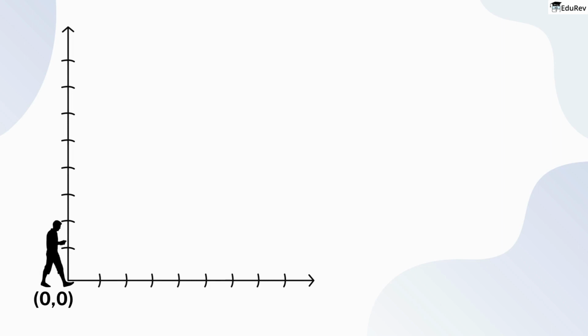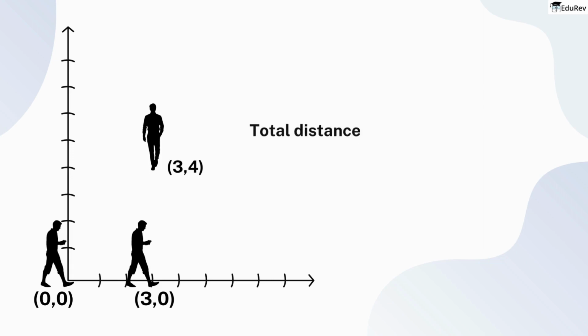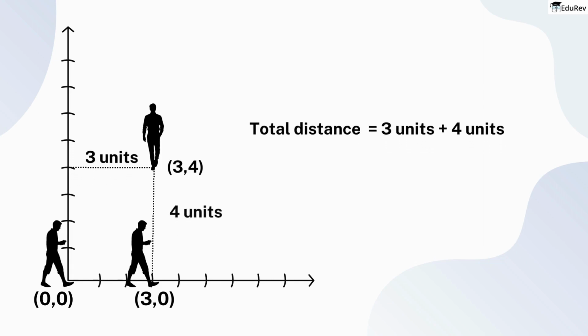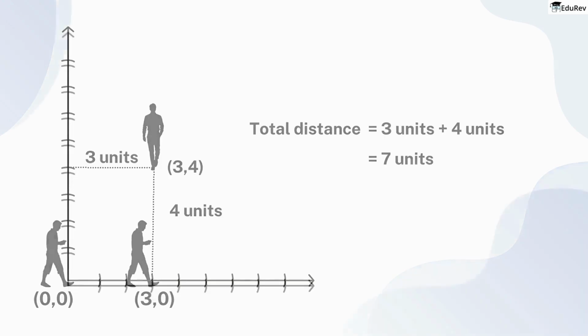The person decides to walk 3 units to the right along the x-axis, reaching the point (3, 0). Then, the person walks 4 units up along the y-axis, reaching the point (3, 4). In this case, the total distance the person walked is 3 units to the right plus 4 units up, equal to 7 units. However, the displacement is the shortest path from the starting point to the ending point.